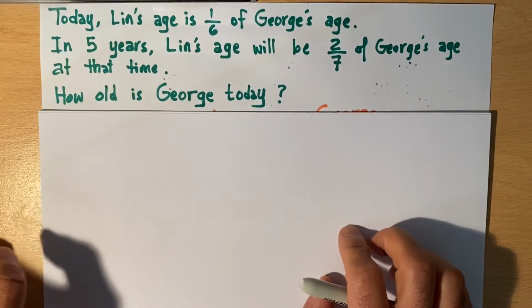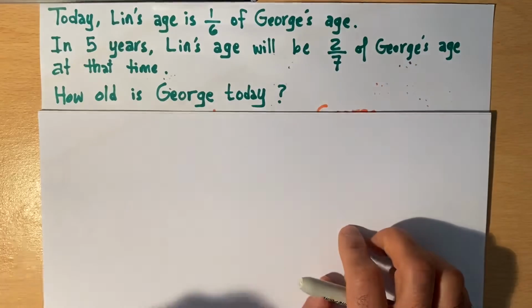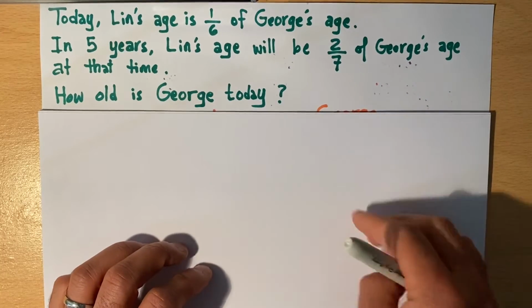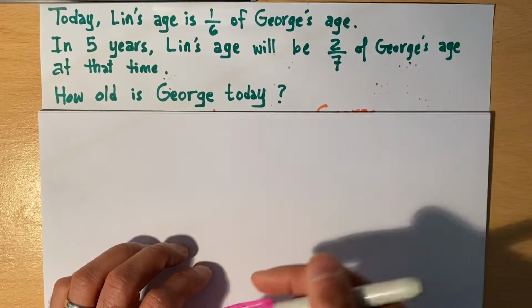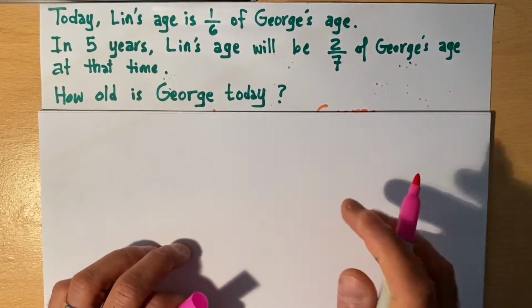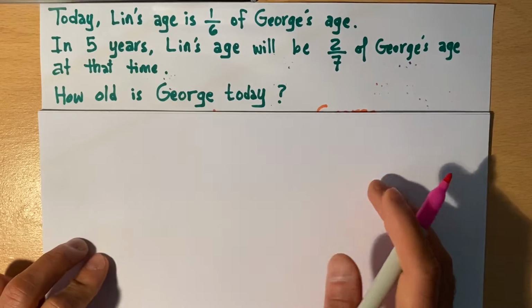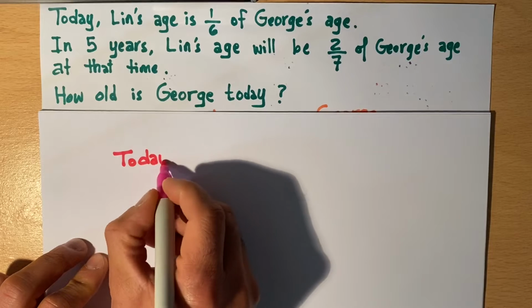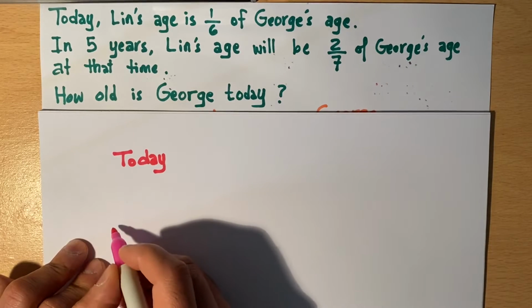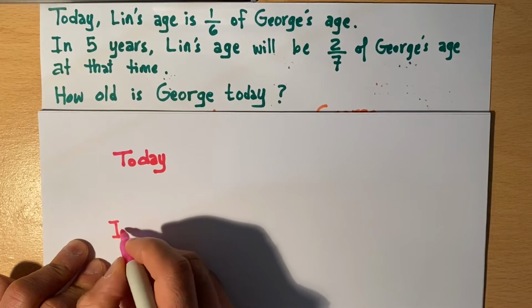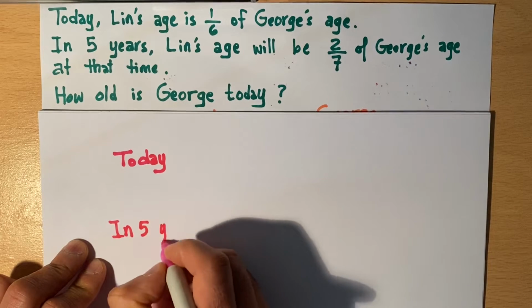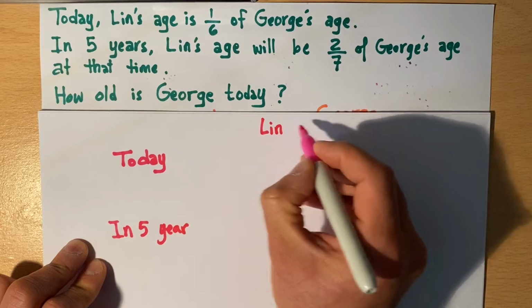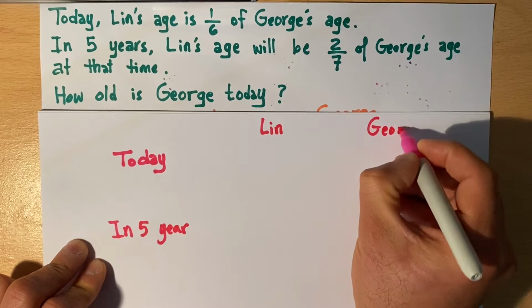So again, in the previous video, I'll put a link in the description. We solved it step by step as if it was a math word problem, open-ended. Here, let's say we wanted to hack it. We wanted to do it a little bit quicker. Well, organizing our thoughts is still the same way. We write today, and we say in 5 years. And we have Lynn and George, our characters.